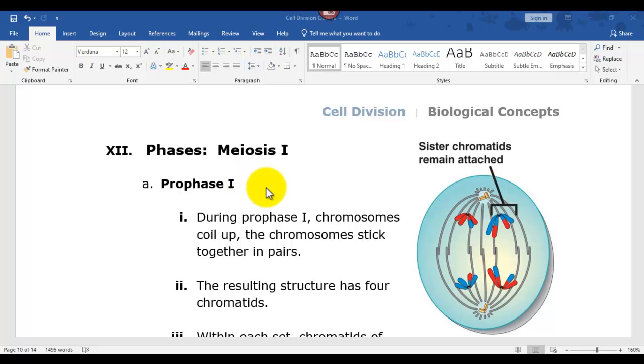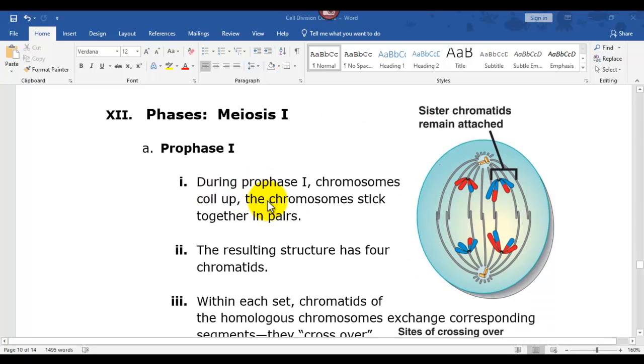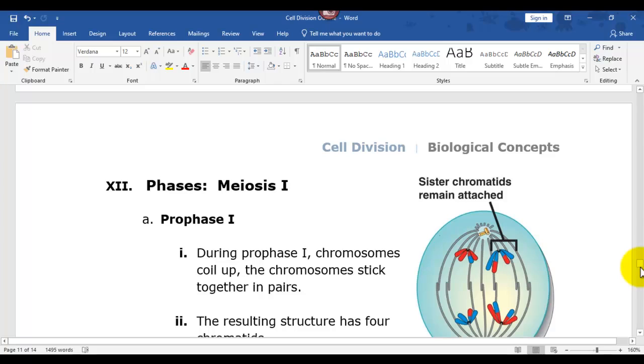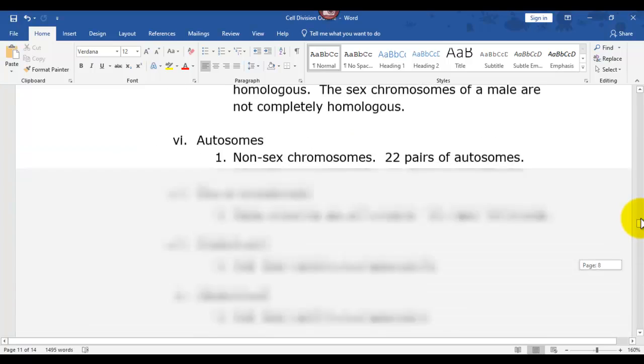Okay, meiosis 1. So here we go. It says, during prophase 1 of meiosis 1, chromosomes coil up just like in mitosis. They condense. The chromosomes stick together in pairs. Now that is different. Gosh, I don't want to bounce around, but let me show you. I'll come back to this.